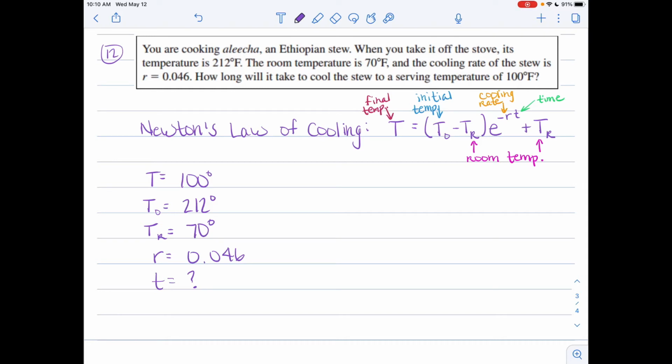Let's plug in what we know into this equation so that we can solve for time, the one thing that we don't know. So we have 100 is equal to 212 minus 70. Remember, that's T naught minus T of our room. And that's multiplied by e raised to the negative 0.046. Please don't forget the negative here, it's important. And that's going to be times t. And then we add 70 at the end. So the goal is to solve for t.